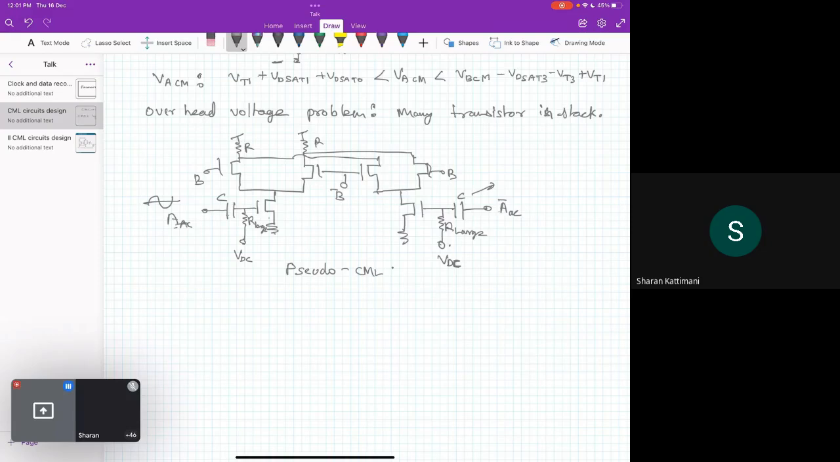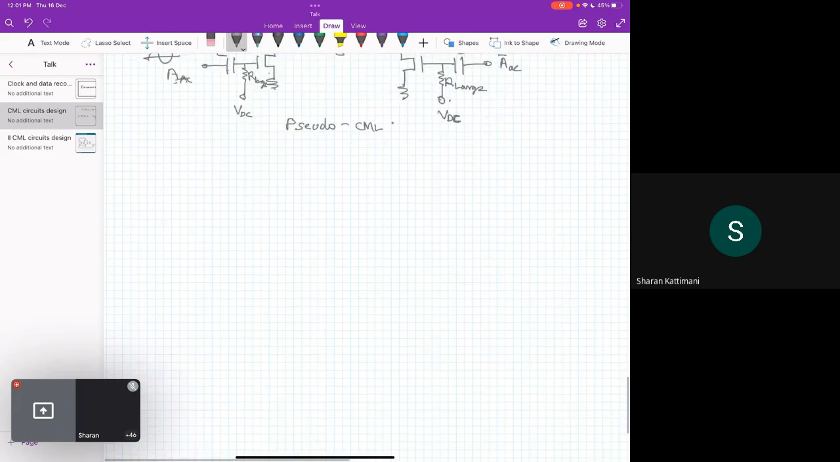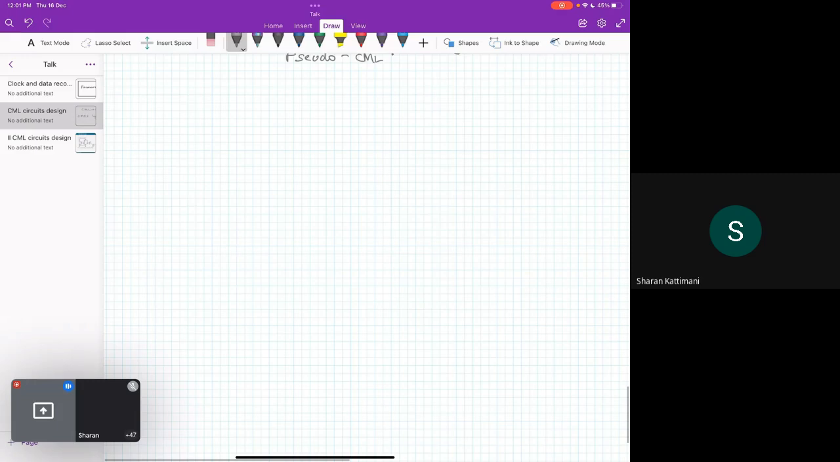Necessary to put a capacitor, then only we should do that. Okay. So now this is all about the logic gates. So now moving to CML D flip-flop.